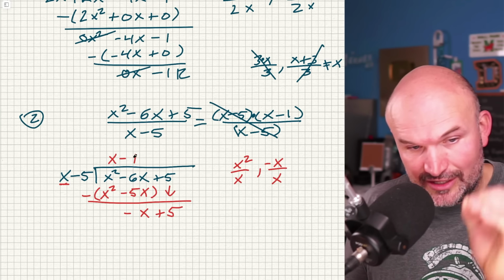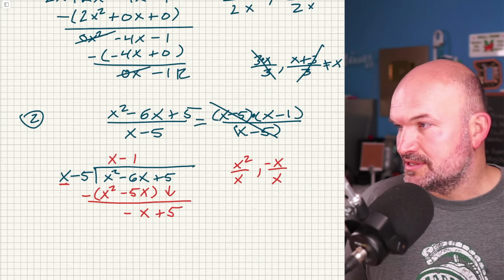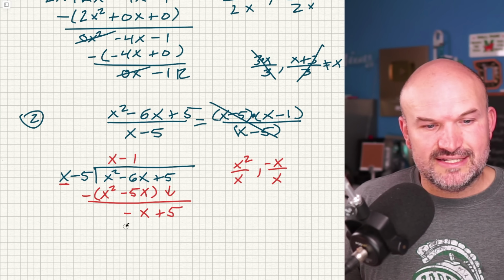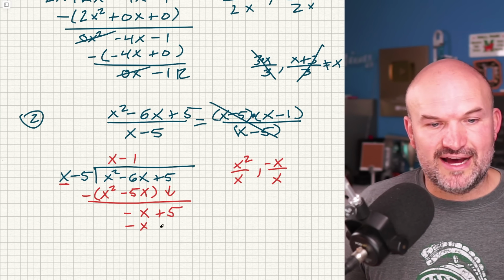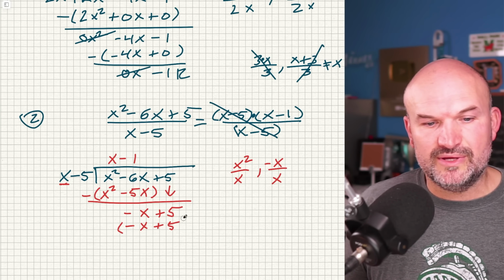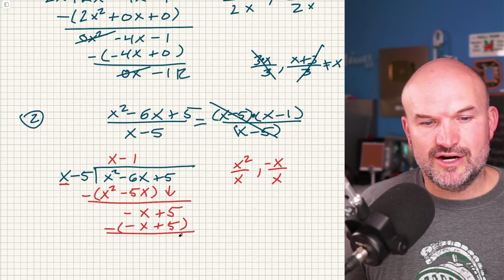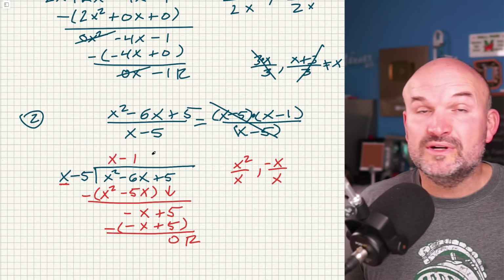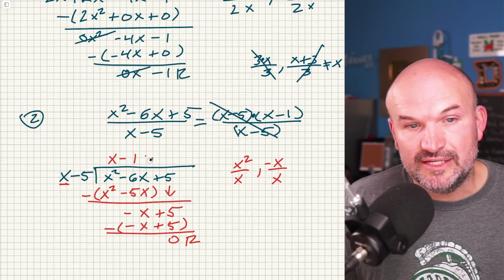Now, again, take your quotient, multiply it by both terms. Negative 1 times x is a negative x. Negative 1 times negative 5 is going to be a positive 5. Ladies and gentlemen, when we go ahead and subtract those, 0, 0, that is your remainder. We don't need to write anything out. And that is going to be your quotient.